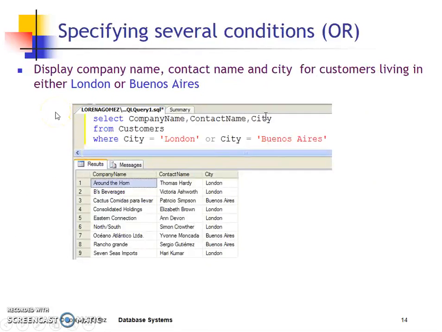We can also use OR conditions in our query. So we want to see the company name and the contact names from customers where the city is London or the city is Buenos Aires. So I have here some records with London and some records with Buenos Aires. So we can specify conditions and mix conditions with an OR.